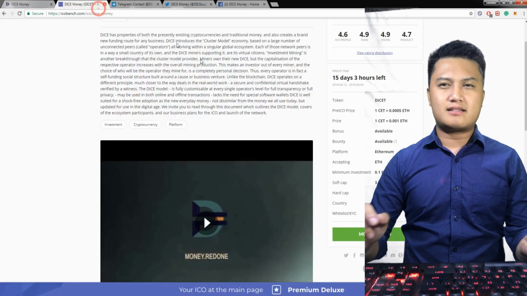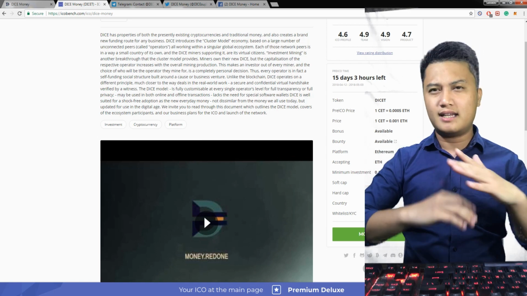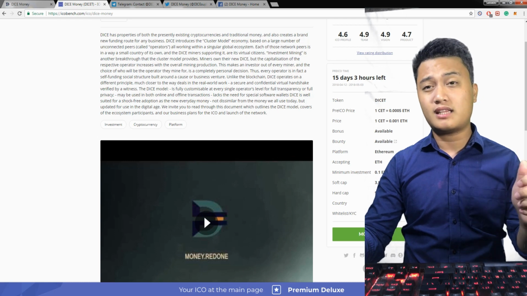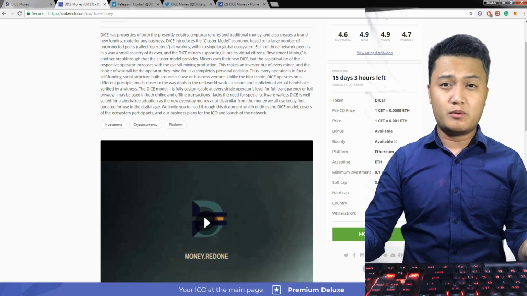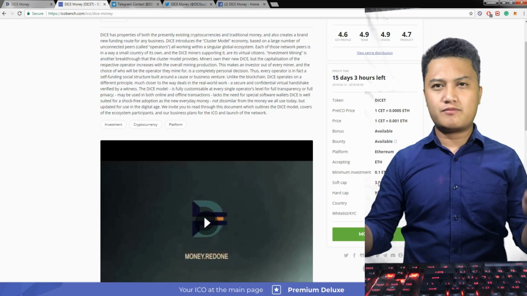And their soft cap, guys, is 3,500 Ethereum, still on average, not so high, not so low. Their hard cap is 91,300 Ethereum, which is quite big. Although the soft cap is really good, it's very small.